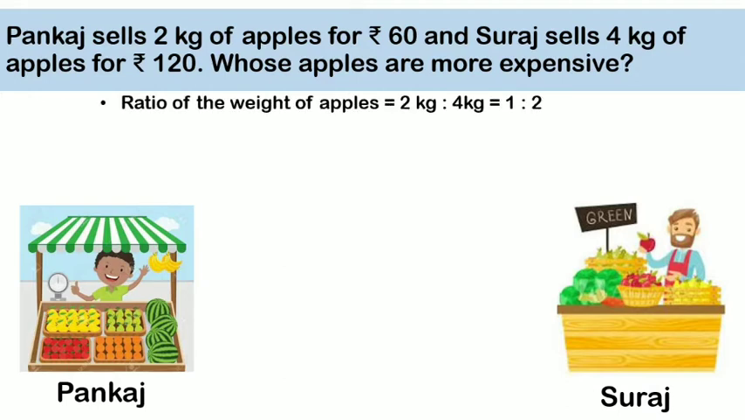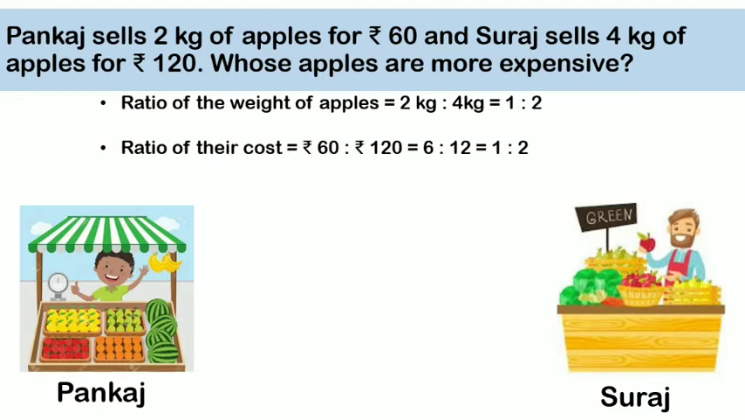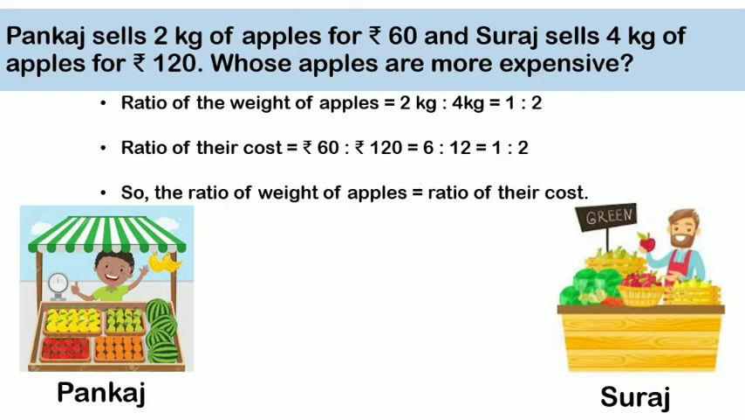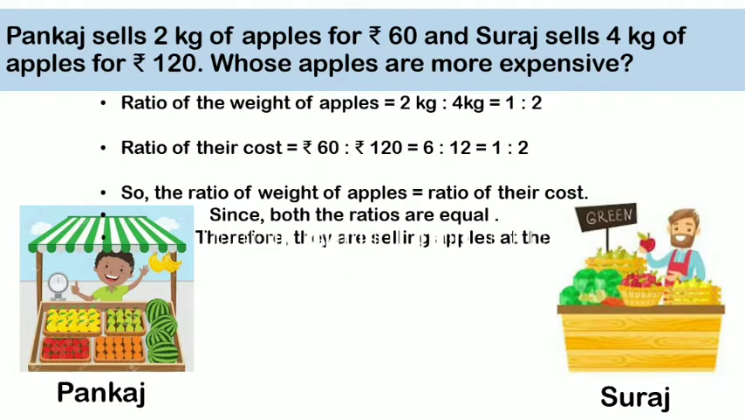Ratio of the weight of apples equals 2 kg is to 4 kg, which equals 1 is to 2. And ratio of their cost equals rupees 60 is to rupees 120, which equals 6 is to 12, and which equals 1 is to 2. So the ratio of weight of apples equals the ratio of their cost. Since both the ratios are equal, therefore they are selling apples at the same rate.